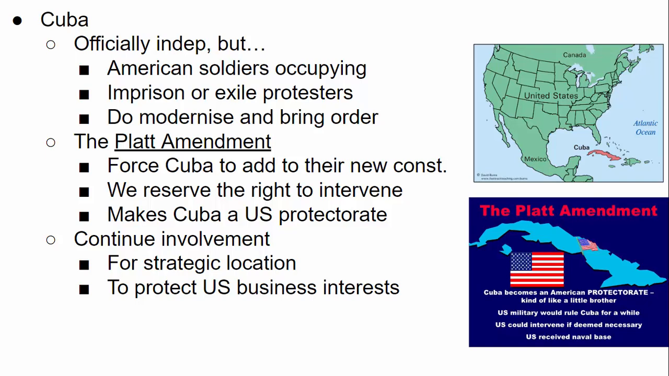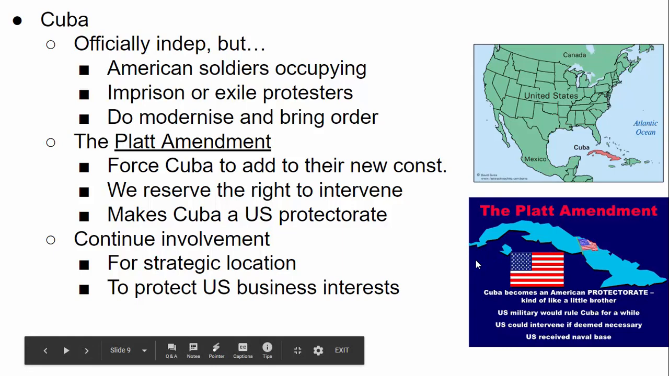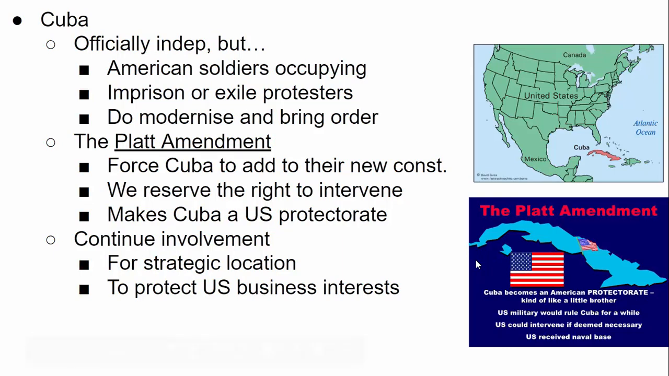But we need to look here at the Platt Amendment. So this is a big part of the ongoing relationship from here on between the U.S. and Cuba. So the Platt Amendment is an amendment that the United States forced Cuba to add to their new constitution. So again, that doesn't really sound like independence to me. If when you're writing your constitution, another country gets to force you to put things in it, how independent are you really? Okay, so in the Platt Amendment, you can see here on this chart, Cuba becomes an American protectorate, okay? And that's kind of like a little brother that we get to make some decisions for, okay?